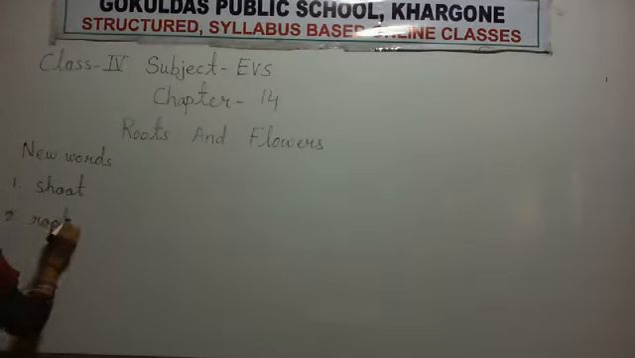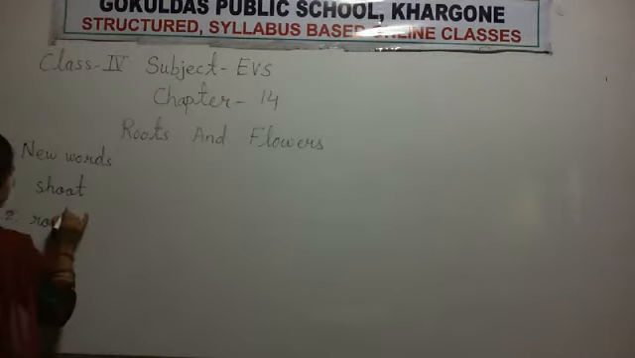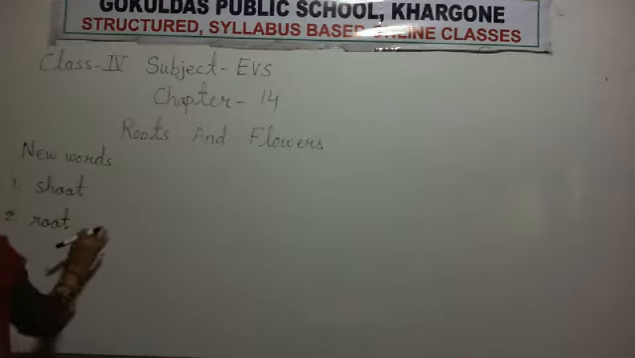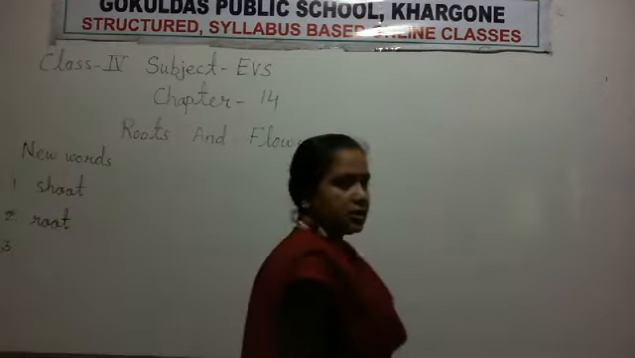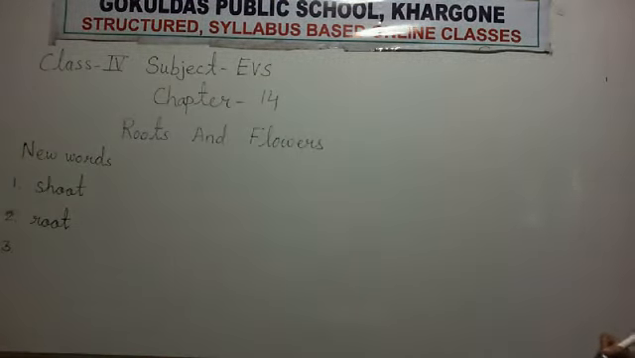R-O-O-T, root. Shoot is the name of the system that is found in the plant and trees. Now the root. Root is a part of the plant and tree that is found below the soil. Clear? This is the second new word. First one is shoot, second one is root.